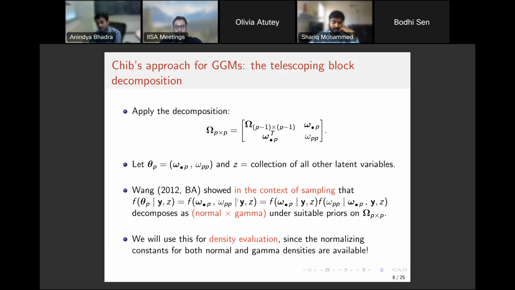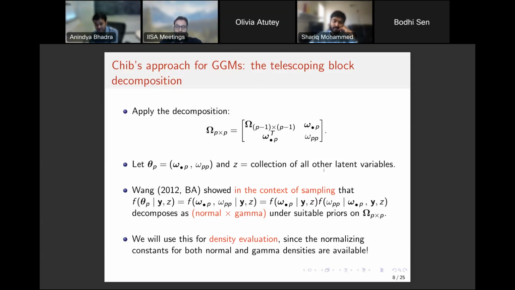Essentially, Wang showed it for some prior called Bayesian graphical lasso, but we realized that for this to happen, all that needs to hold true is that the prior on the omega_{PP} terms are either gamma or mixtures of gamma, because that has to be a positive variable, and the prior on omega_{·P} are either normal or some scale mixtures of normal. Whenever that is true, you can apply Wang's method. Okay, and Wang did it for sampling. We are going to do it for density evaluation.